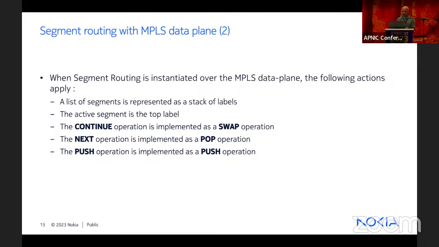So now, when we run segment routing over MPLS, the operations are as follows, right? We represent a list of segments as a stack of labels, right? So put it on the label header. The active segment, now that's an important concept. In MPLS networks, we talk about the top label. Top label is the one that we are acting on at any point in time. So in a SR MPLS instantiation, we talk about the active segment is the one we're looking at. The continue operation, as we said, is swap, next is pop, and push is push. So I've already spoken about that.